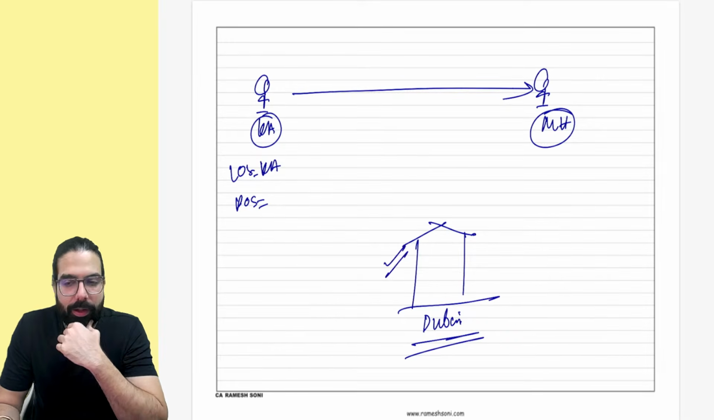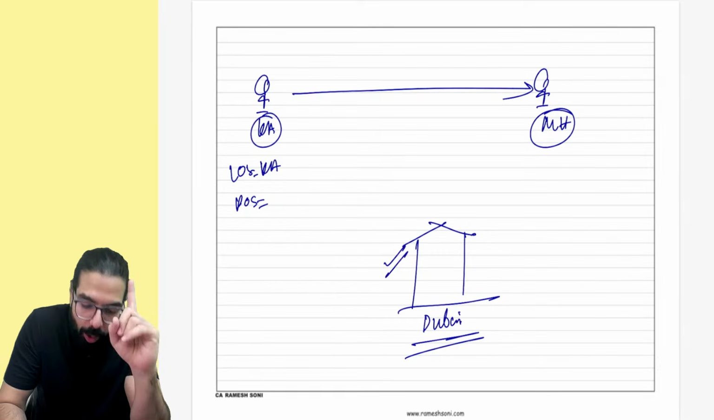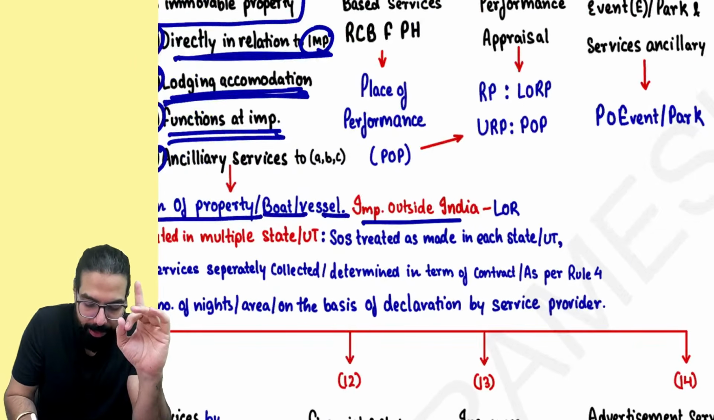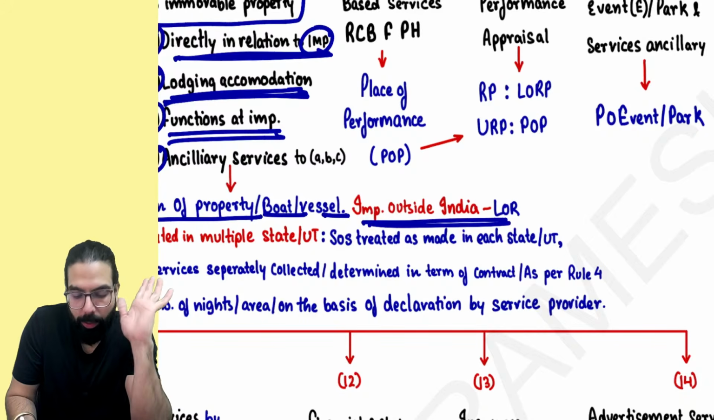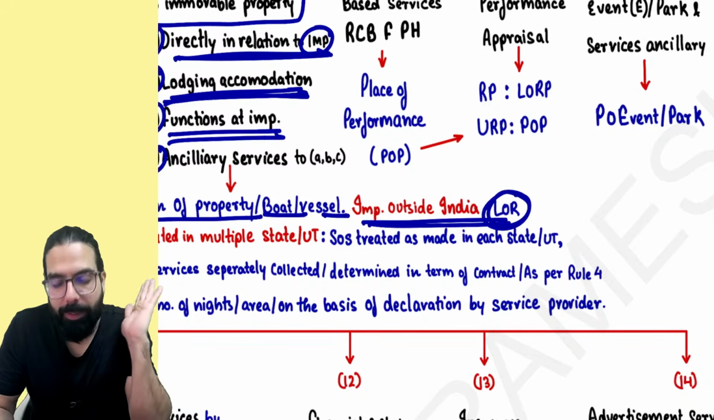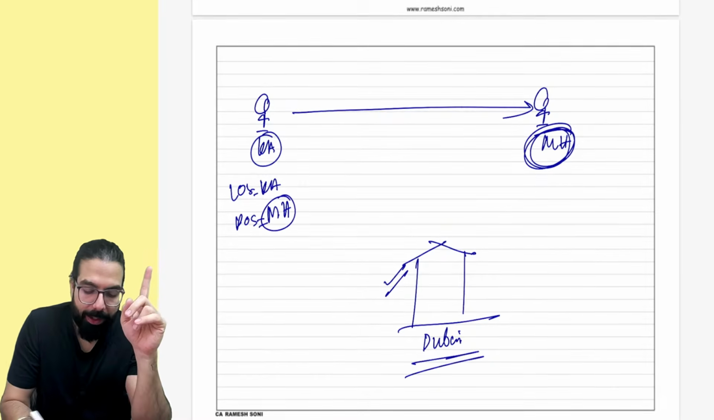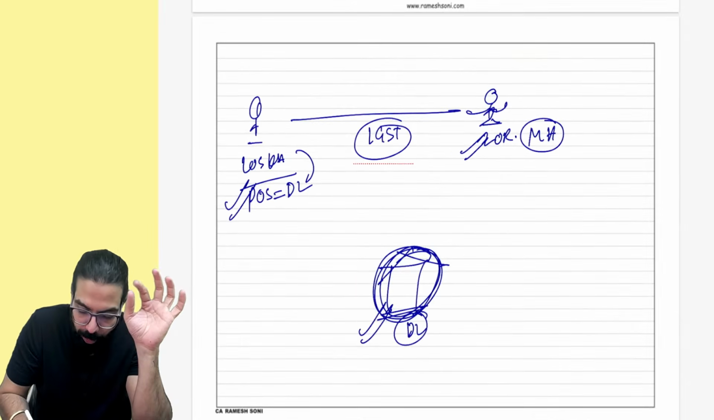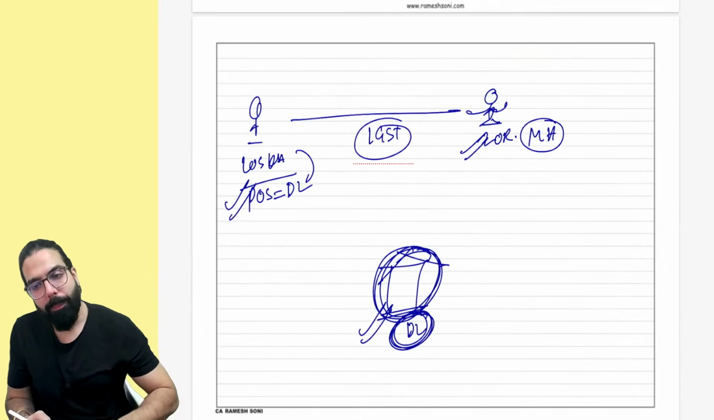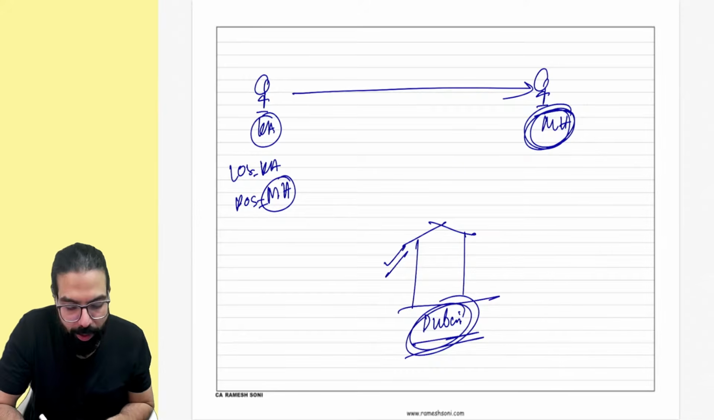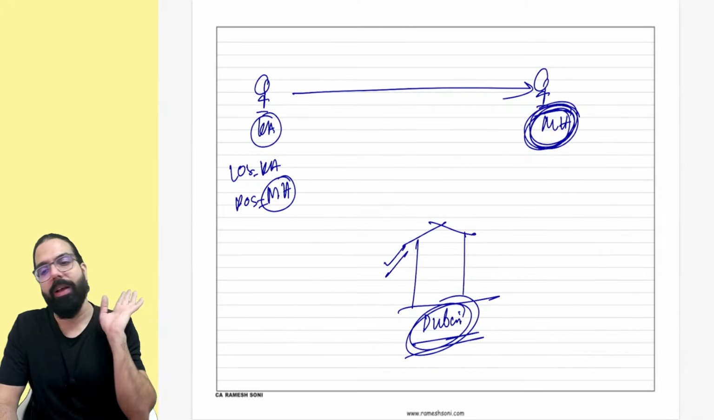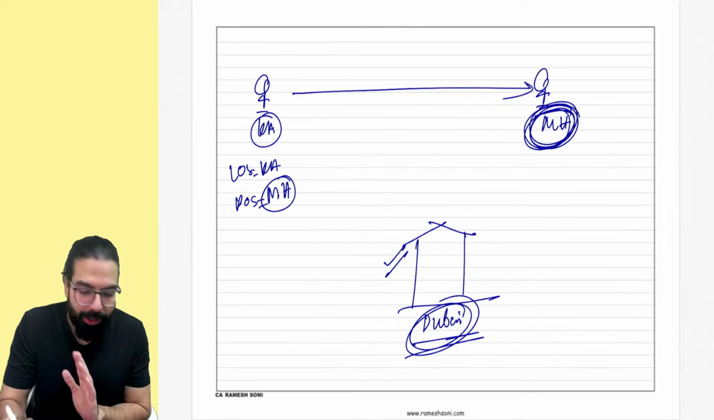Dubai. The government says if the immovable property is outside India, always remember one thing: you have to take the location of the recipient. Where is the recipient? Maharashtra. The place of supply will become Maharashtra. If the property is in India, you have to take the property location. If the property is outside India, then you have to take the recipient location as the place of supply. That is the most important part.